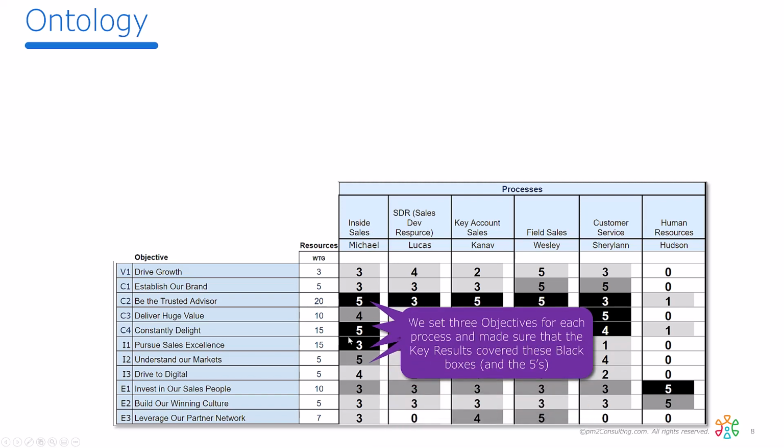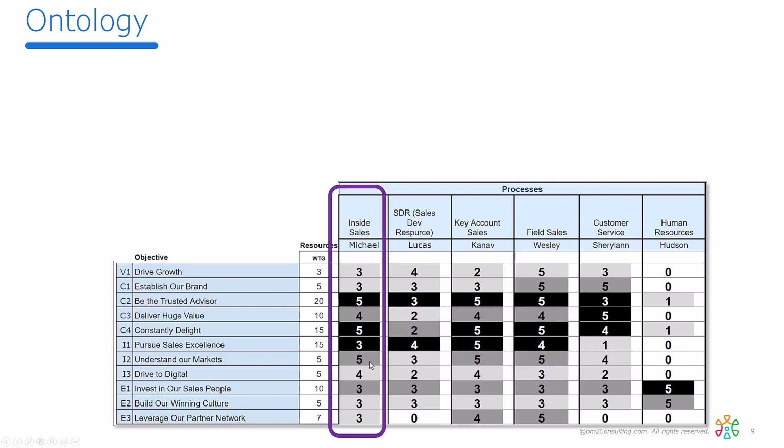And so in the OKR world, what we then do is we use those, plus anywhere else that were critical, to make sure that our OKRs cover them off. So if I'm looking at inside sales, I can accurately figure out what they need to do to contribute to strategic success. Now, I can also look at it horizontally. So if I wanted to, for example, launch a project to constantly delight our customers, I would need someone from inside sales, someone from key accounts, someone from field sales, and someone from customer service as part of that team. So this begins to allow us to make sure that we're aligned both by process, but also strategically.